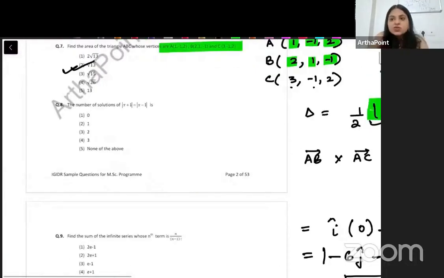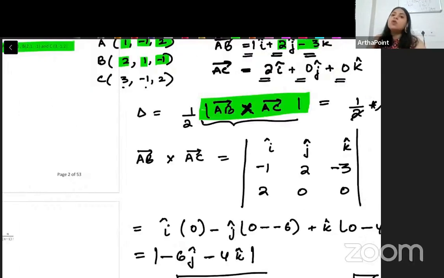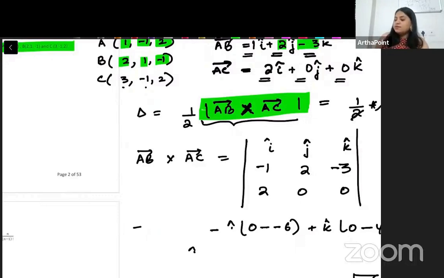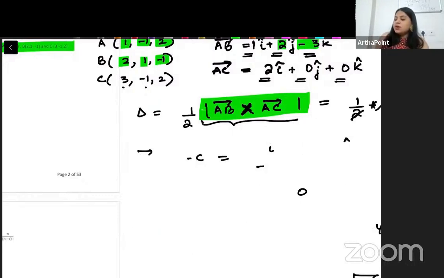Please practice this question again. अगर एक बारी में समझ नहीं आया है तो no problem. Go ahead and look at the solution again and you should be able to understand it. Practice 2 or 3 more questions based on the coordinate geometry area of the triangle. Okay, beta. Now let's go ahead and move on to the next question.